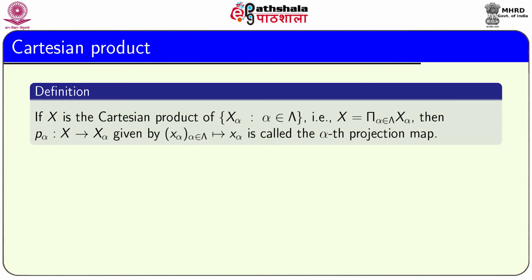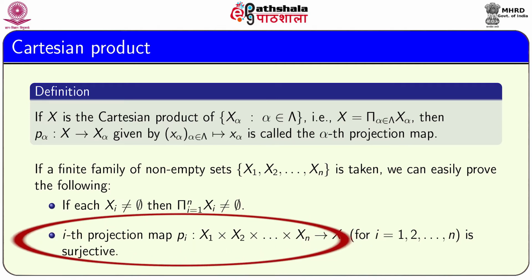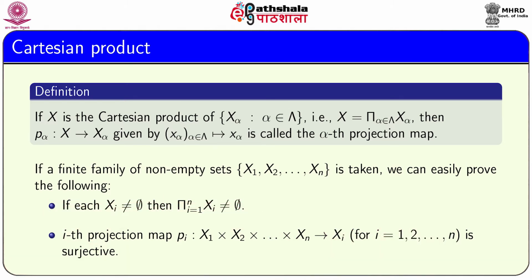If X is the Cartesian product of a family of sets X alpha, then P alpha from the product X to the alphath factor X alpha, given by mapping the point (x alpha), alpha belonging to lambda, to the point x alpha, is called the alphath projection map. If a finite family of non-empty sets X1, X2, ..., Xn is taken, we can easily prove that if each Xi is non-empty, then the product of Xi, i equal to 1 to n, is non-empty. And secondly, the ith projection map Pi is surjective.